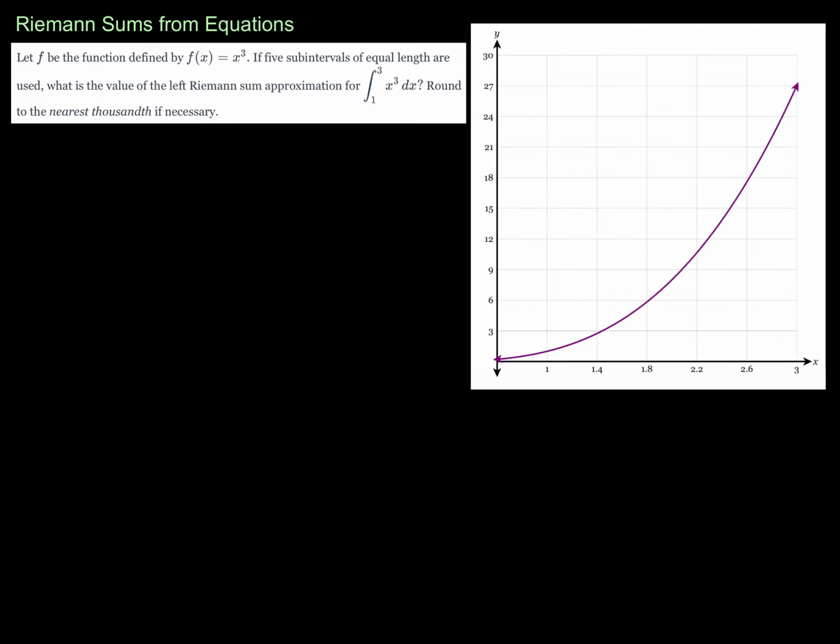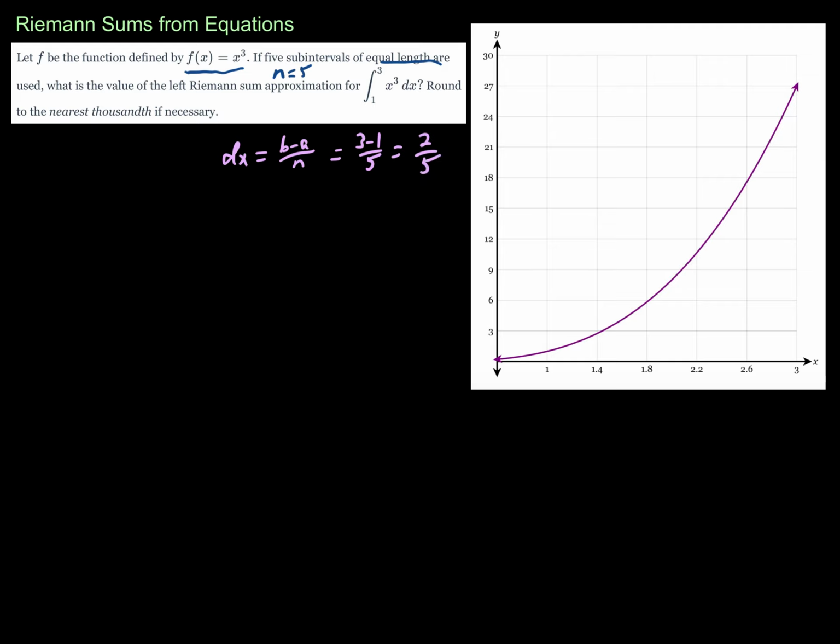Sometimes they don't give you all the numbers you need in a table, but rather they'll give you a function and you can figure out the values on your calculator. So here we want to do 5 subintervals, so our n value here is 5, and here's the function we have. And it says equal lengths. Equal lengths means in order to find our delta x, we're going to do b minus a divided by n, which in this case is 3 minus 1 divided by 5 subintervals.